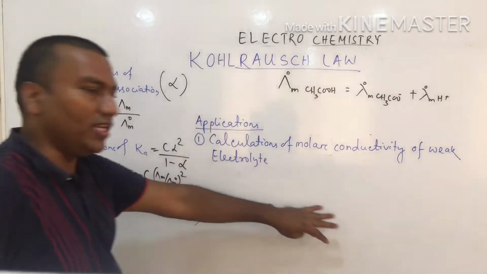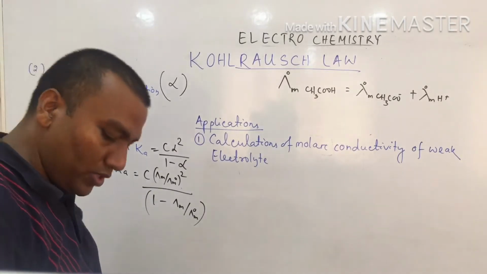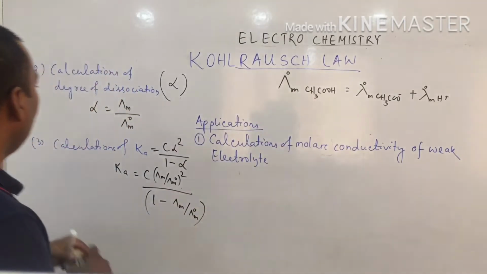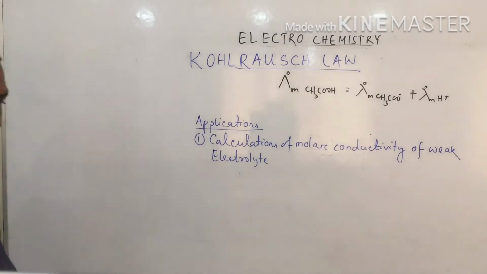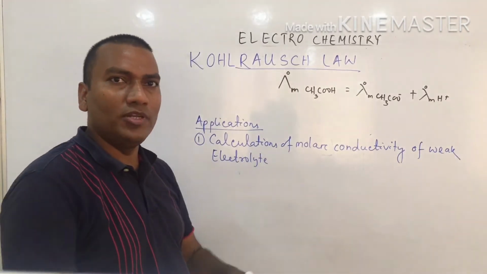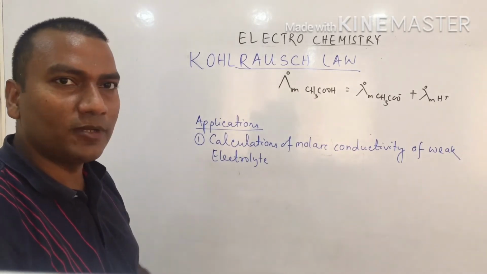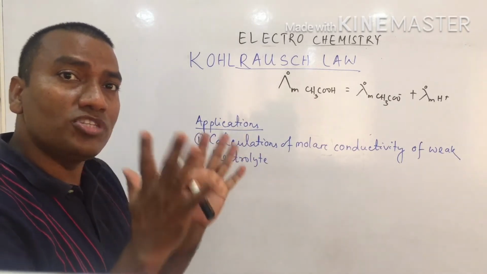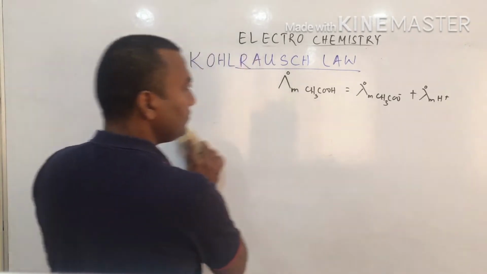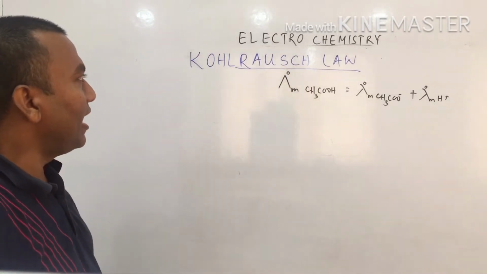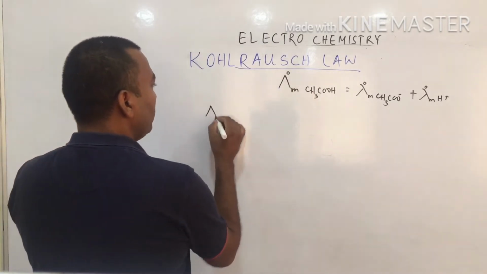Come to the first part. Actually, from this part a numerical will come. So the first part is calculation of molar conductivity of weak electrolyte. This is our target. How can we calculate the molar conductivity of a weak electrolyte? The weak electrolyte data will not be given. This weak electrolyte molar conductivity we can calculate from the strong electrolytes whose data are given. So you see the first application. Our target is lambda m naught of acetic acid, and now we can convert it like this.